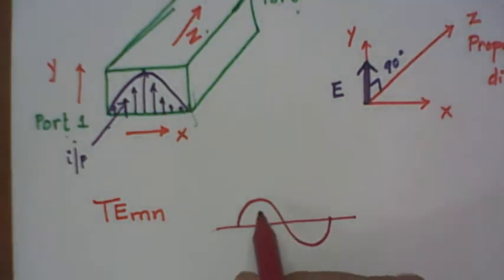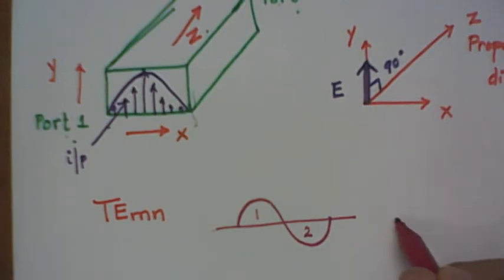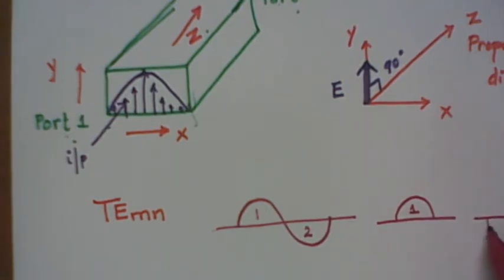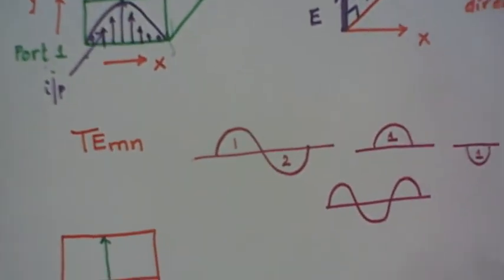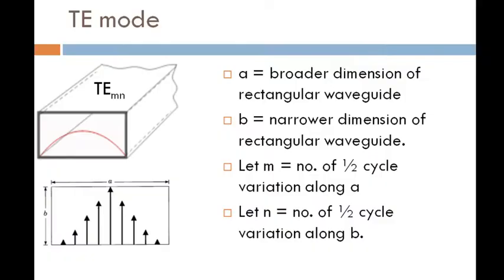How many half cycles are there? Two. This is first and this is second. So two half cycle variations are seen. If I draw only this much, I get only one half cycle variation. But if I draw it like this, how many half cycle variations do I have? 1, 2 and 3.